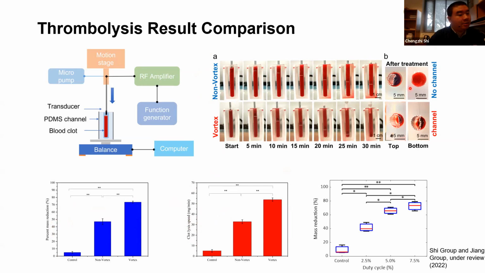And we can also further study what happens if we increase the duty cycle of our ultrasound parameter, and it turns out that when you increase the duty cycle, you can expect the mass reduction rate to increase, which is kind of expected. So remember that for the ultrasound thrombolysis, a very large part relies on the cavitation of the ultrasound. So the question is, by using the Vortex ultrasound, will it affect the cavitation of our ultrasound? Will it reduce the cavitation dosage and so negatively affect the lysis of the clot?